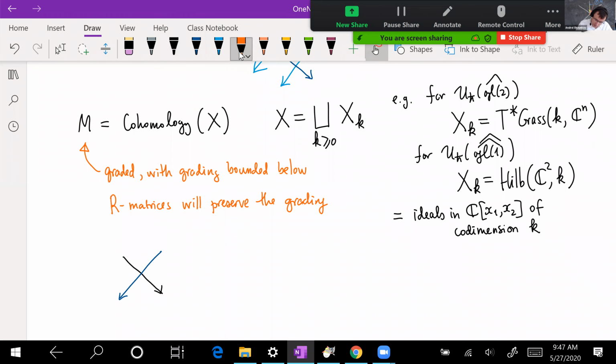So one can define graded matrix elements to define the quantum group that we want.